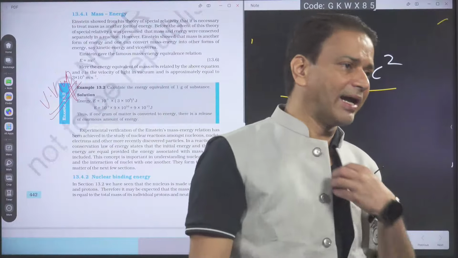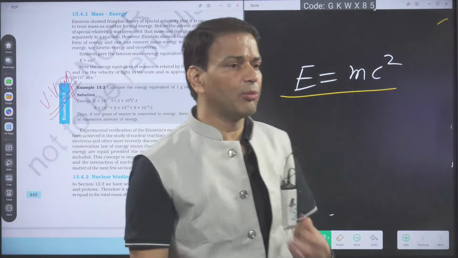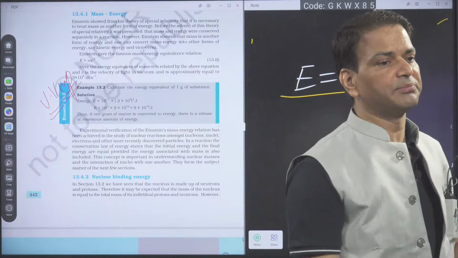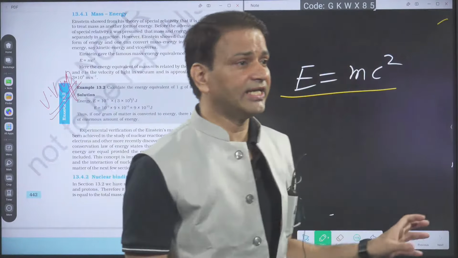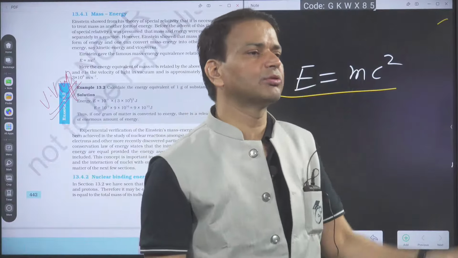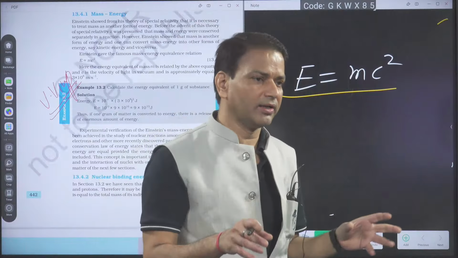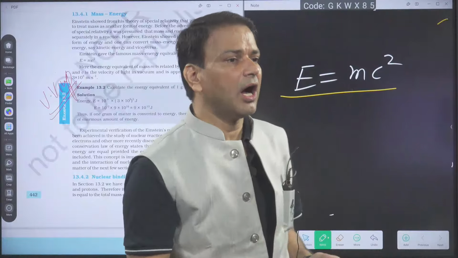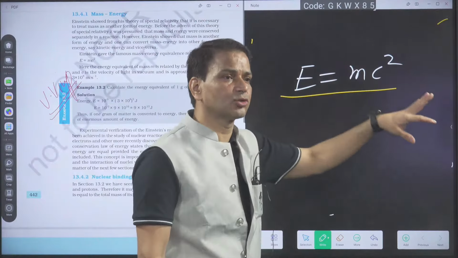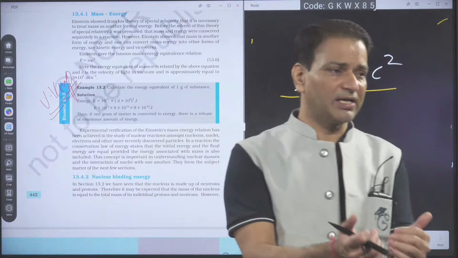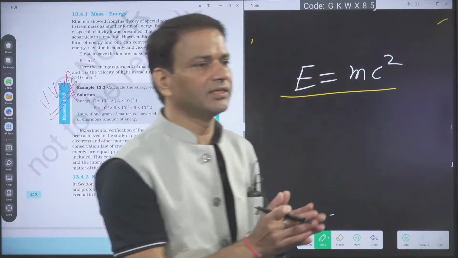Suppose my rest mass is m. Due to my mass, how much energy do I have? E is equal to mc square. That is called the rest mass energy of the body, where m is the mass of the particle or body. Suppose mass m gets destroyed. How much energy will be released? E is equal to mc square. We multiply the mass loss with c square, and you will get the energy released in the mass loss.